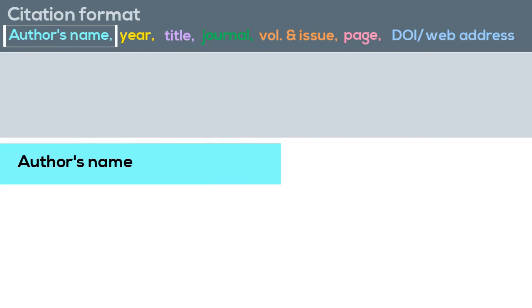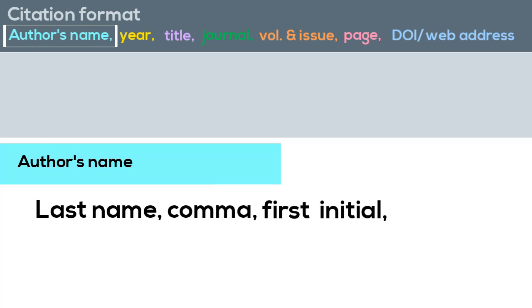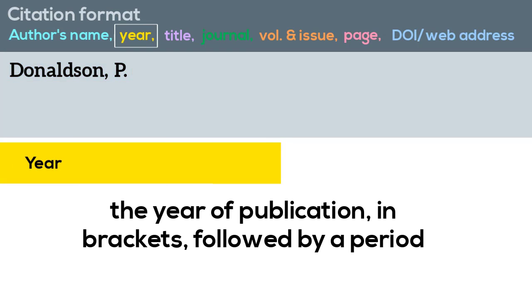First, write the author's name. Last name, comma, space, first initial, followed by a period and space. For example, Donaldson, comma, P, period. Next, add the year of publication in brackets, followed by a period. For example, bracket 2013, bracket, period.